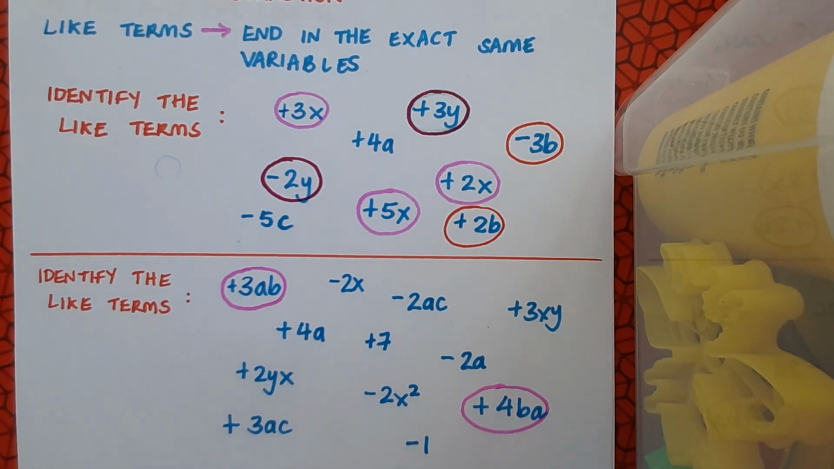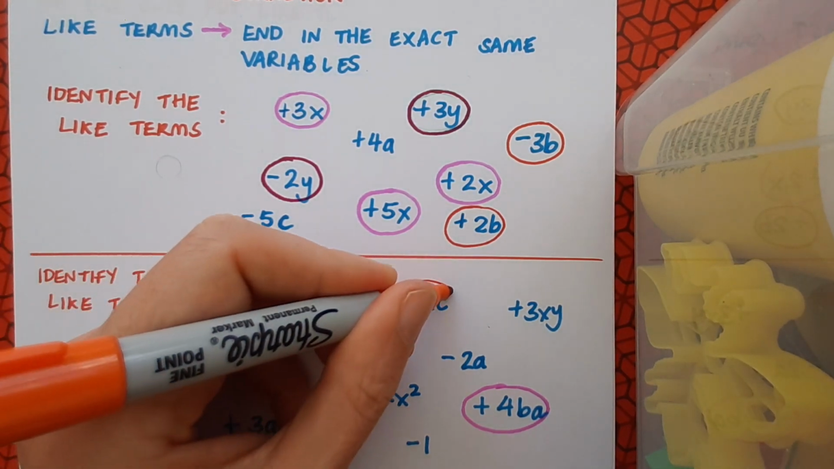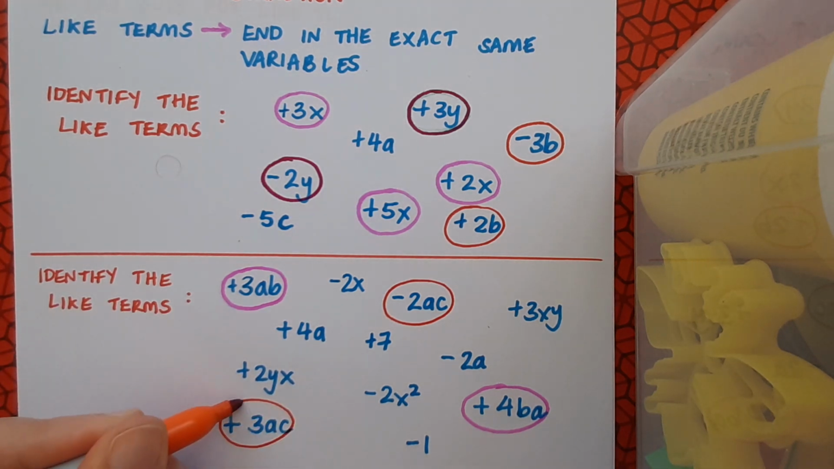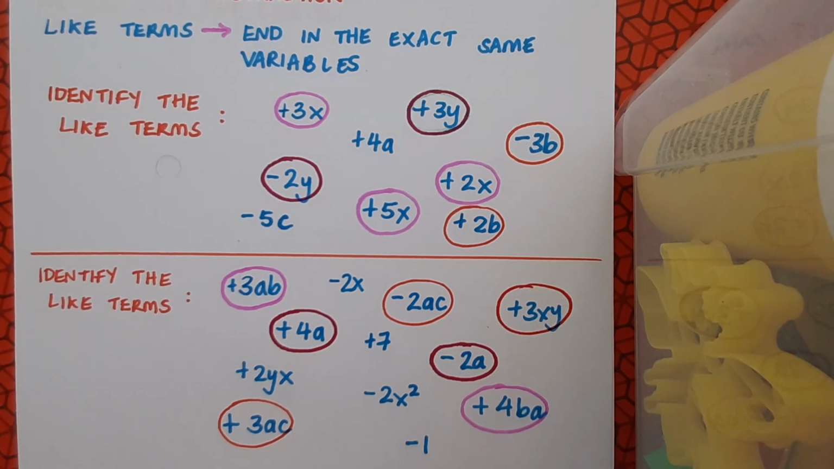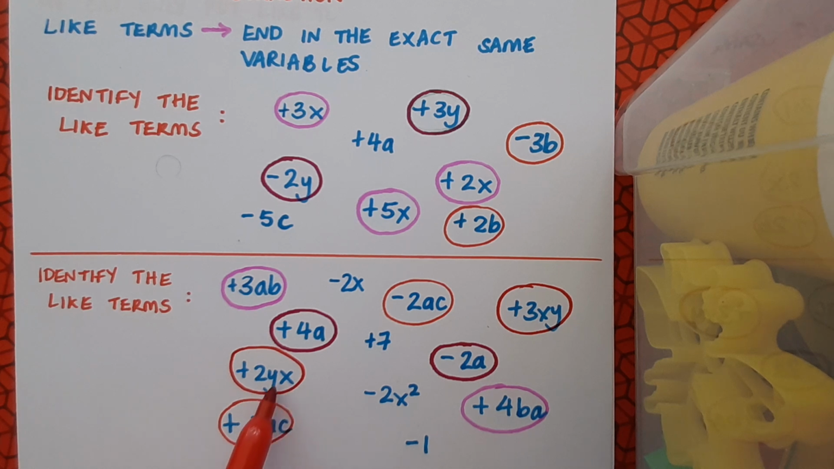What else can I match up? Okay, so I've got minus 2ac, and I can match that up to plus 3ac. And I can match up plus 4a and minus 2a. And I can also match up plus 3xy with plus 2yx. And this is again another example where the variables are in a different order at the end, but I still have the exact same variables. So I've got x and y, I've got x and y, they're both there, so I've got like terms.